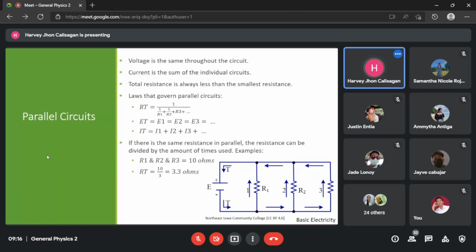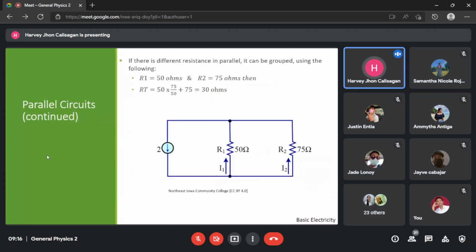Always remember the obvious clue, or the technique we can use to identify the correct answer when looking for the total resistance: you have to look for the greatest common factor when calculating total resistance in parallel circuits. This problem has R1, which is 50 ohms, and R2, which is 75 ohms.